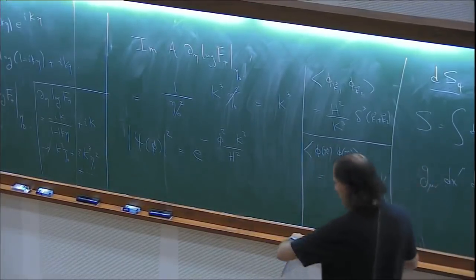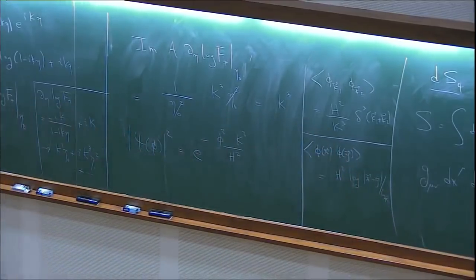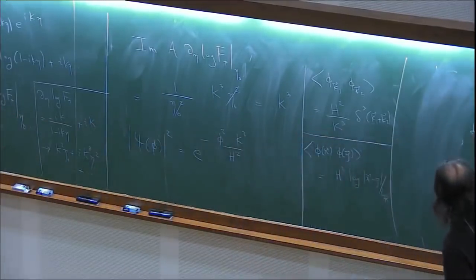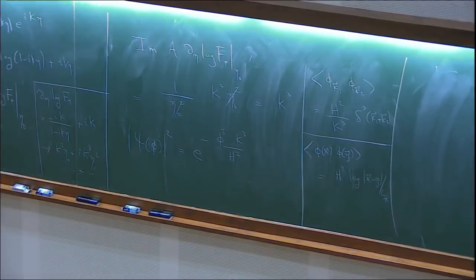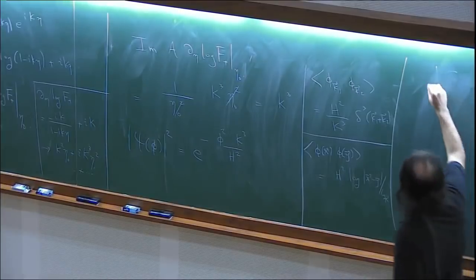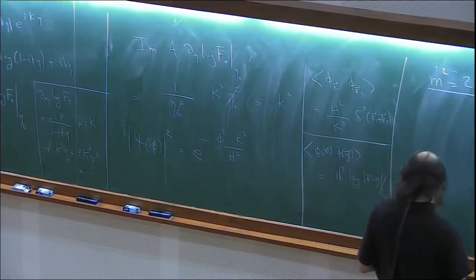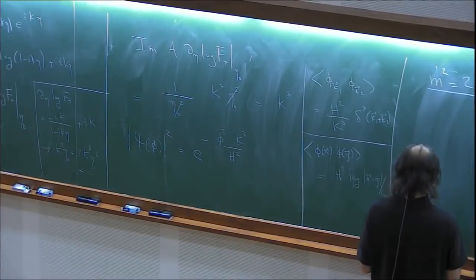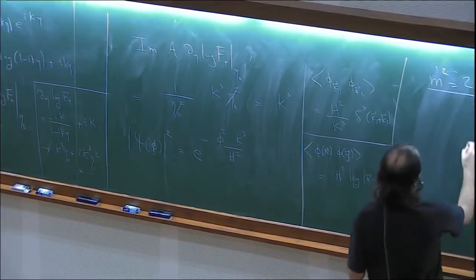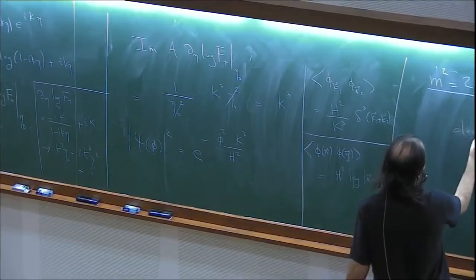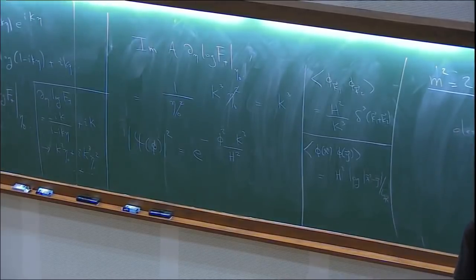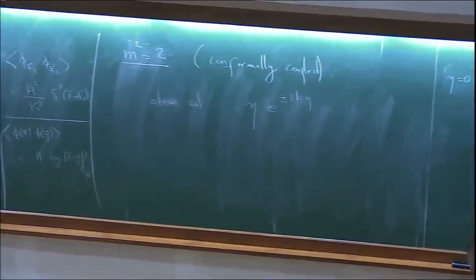Since I'm out of time, let me just do one more example quickly. That's the case where m squared is equal to 2. This actually corresponds to the conformally coupled scalar. You can completely get rid of all the time dependence in the problem just by doing a simple transformation, phi goes to eta phi. But you can also discover that just by solving the equation of motion. In this case, you find that the classical solutions are eta e to the plus or minus i k eta. So just up to the eta factor, it's just these free fields.